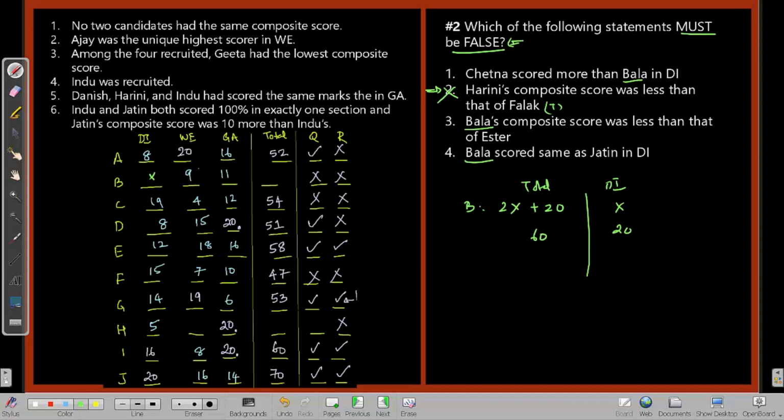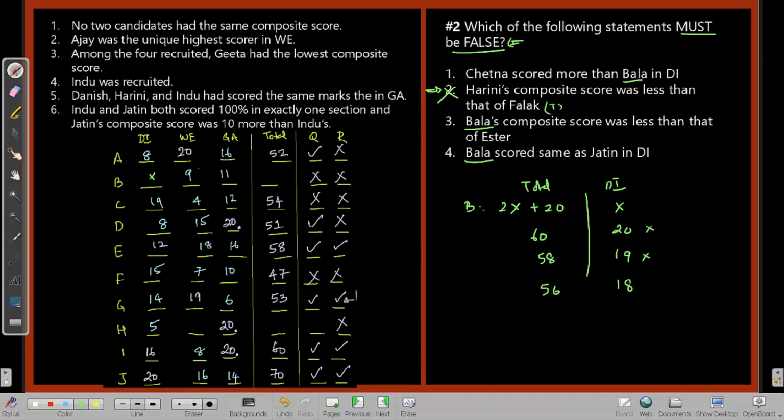Now that is not possible because we already have a 60. And if it takes a value of 19, then 2 times 19 is 38, plus 20 is 58, and that's going to be a problem. We already have a 58. And if he takes the score 18, double of 18 is 36. 36 plus 20 is 56.